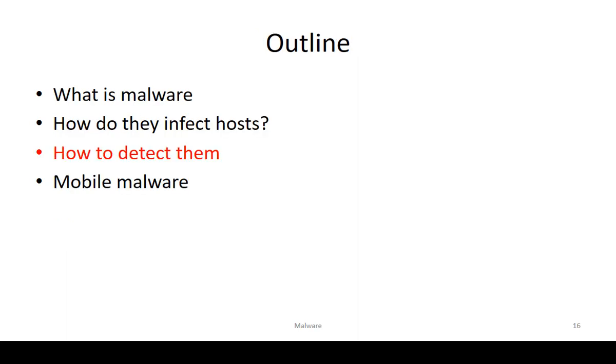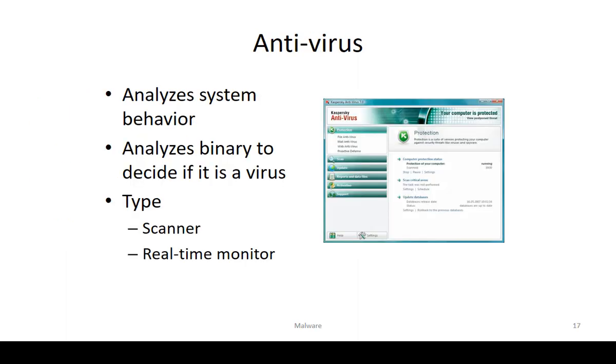Now, how do we detect these infections? The easiest way to detect them is by using an antivirus. An antivirus system will analyze the system's behavior and then maybe analyze the binary to decide if it is a virus. And there are two different types: scanners and real-time monitors.